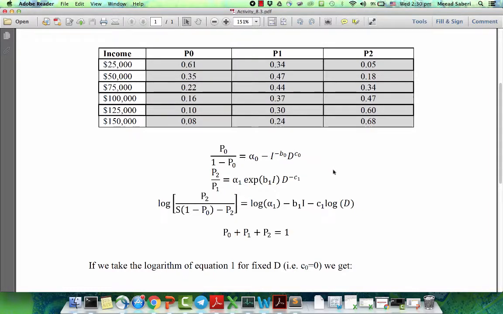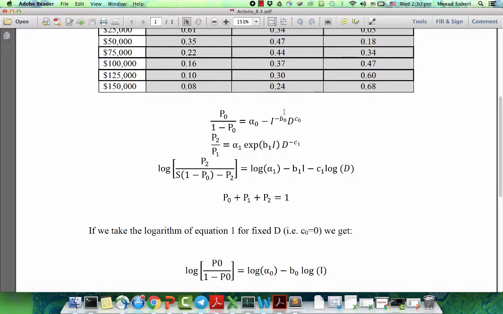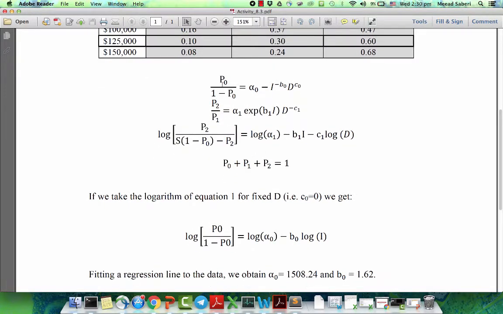So what we need to do is formulate the QMB model and start estimating the parameters inside these formulations. Let's start with the first equation of the QMB model, where we have the probability of 0 car over 1 minus the probability of 0 car equal to alpha 0 times I to the power of minus b, multiplied by d to the power c. If we take the logarithm of both the left side and the right side of the equation, we end up with the logarithm of p0 over 1 minus p0. When you take the logarithm of the right side, you'll end up with the logarithm of alpha 0 minus b, which comes in front, so we will have minus b logarithm of I.